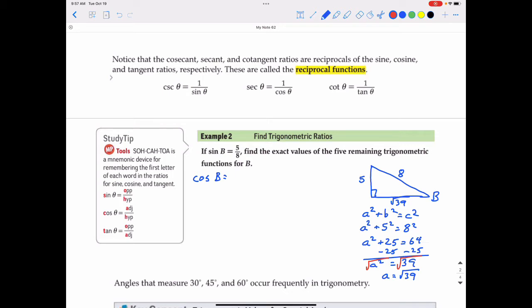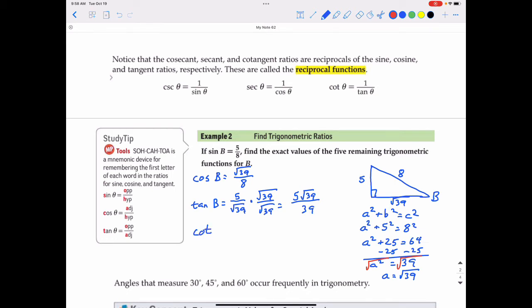So for the cosine of B, we're going to do the adjacent side over hypotenuse. The adjacent length is what we just figured out, the square root of 39. The hypotenuse is 8. Tangent of B. The formula for tangent is opposite over adjacent. So the opposite side is 5, and the adjacent side is the square root of 39, except we shouldn't leave a square root on the bottom of a fraction, so we need to rationalize the denominator by multiplying by the square root of 39 over the square root of 39, which means the tangent of B is 5 times the square root of 39 over 39.